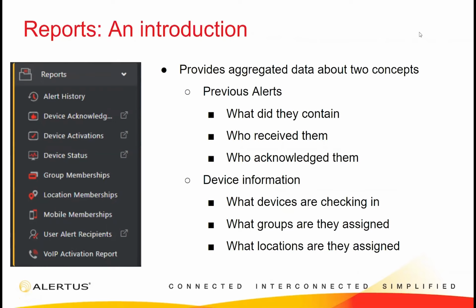These reports provide aggregated data on two main concepts. The first is looking in closer detail at alerts that have been sent out by the Alertus server in the past. With these reports, you'd be able to see what sort of information they contained, who got them, who acknowledged them, and take a look at any of the targeting methodology and configuration that was set up for those alerts at that point in time.